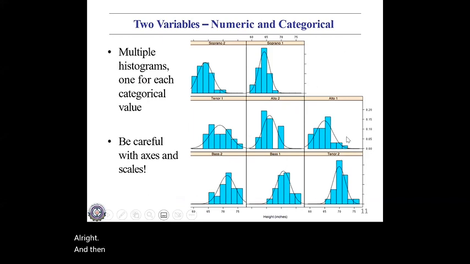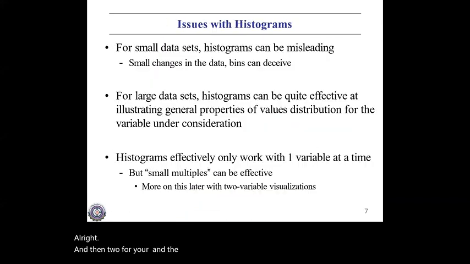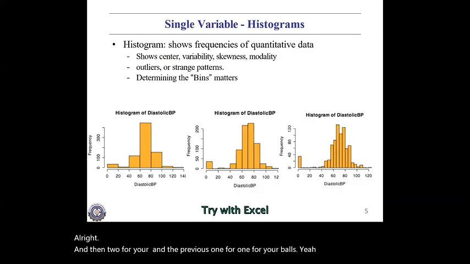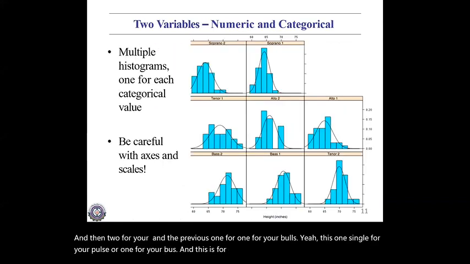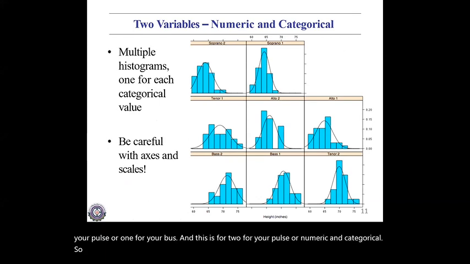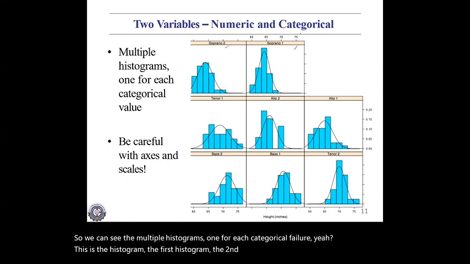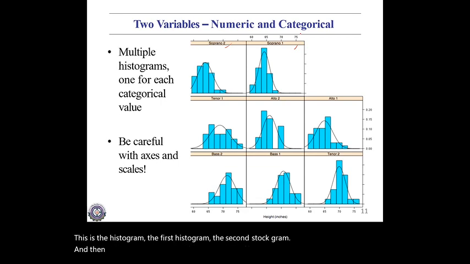And then two variables. The previous one was for one variable. This one is a single variable, and this is for two variables, for numeric and categorical. So we can see the multiple histograms, one for each categorical value. This is the first histogram, the second histogram, and then be careful with axes and scales here.